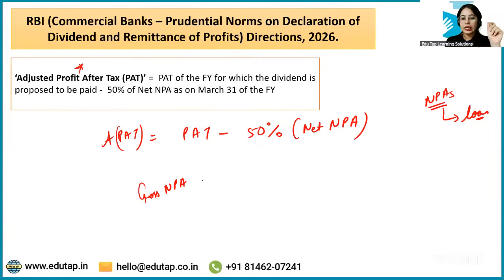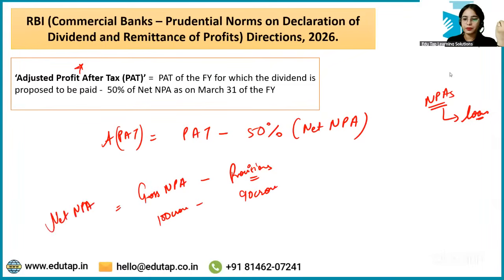from the total non-performing asset, deduct the provisions that the bank is maintaining. Okay, let's say the total non-performing asset is 100 crore for the bank. The bank is already maintaining provisions of 90 crore. The bank already has enough of the buffers. So what is the net NPA? 10 crore. 10 crore is the net NPA.